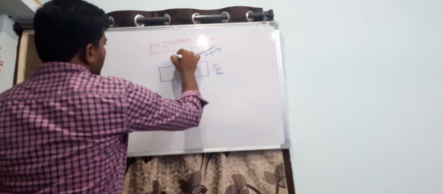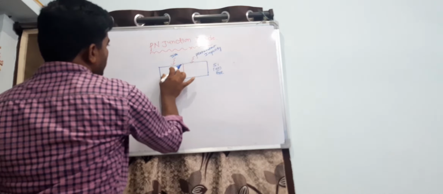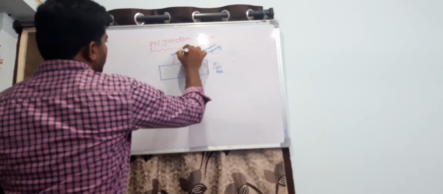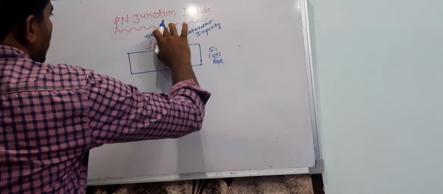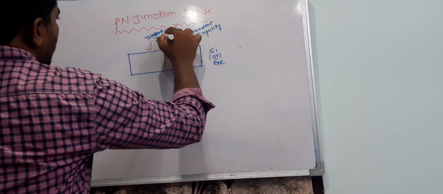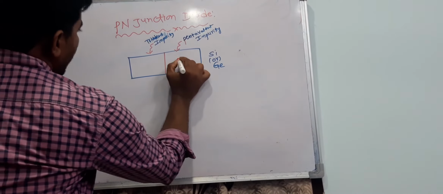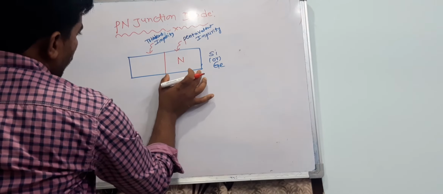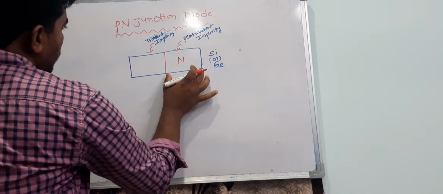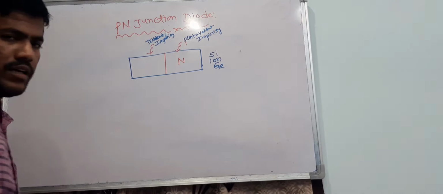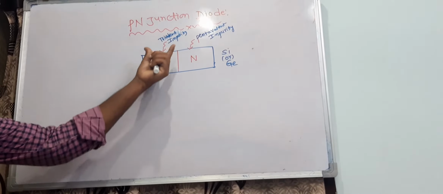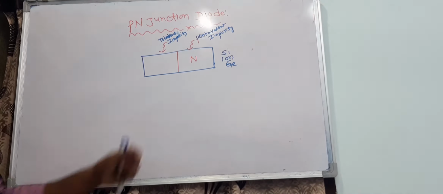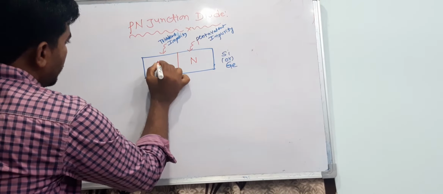When I add trivalent impurity, this portion acts as a p-type semiconductor. This is the trivalent impurity, and this is the pentavalent impurity. When we add pentavalent impurity to pure silicon, this half acts as an n-type semiconductor, and when we add trivalent impurity to the pure semiconductor, this half acts as a p-type semiconductor.